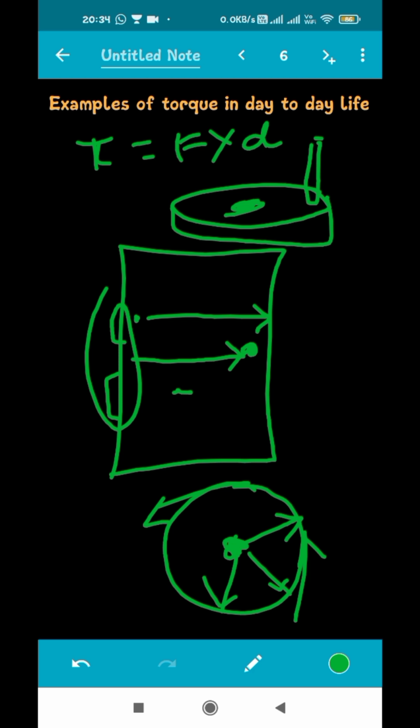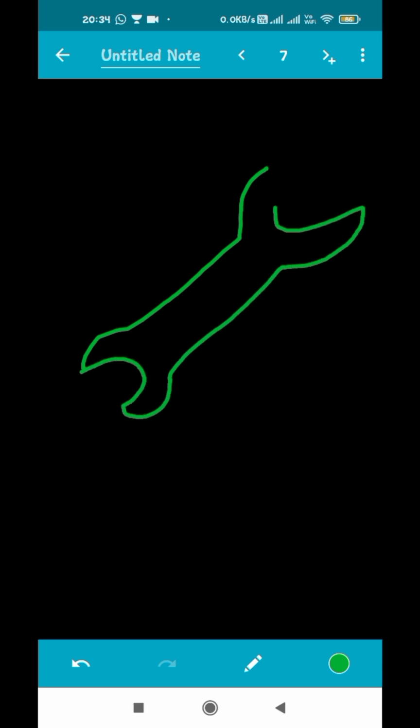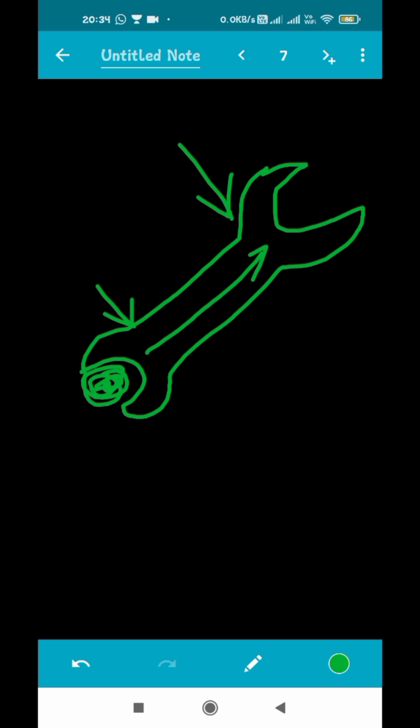Okay, similarly in case of a hand spanner, or you can say when we use the device in order to tighten a screw, it looks somewhat like this. I guess you all know about it, isn't it? So if the nut is here, we apply the force over here. We do not apply the force here, because this is the point of pivot, right? And if we apply the force at the farthest distance, even by applying a small force, we can produce a large turning effect.